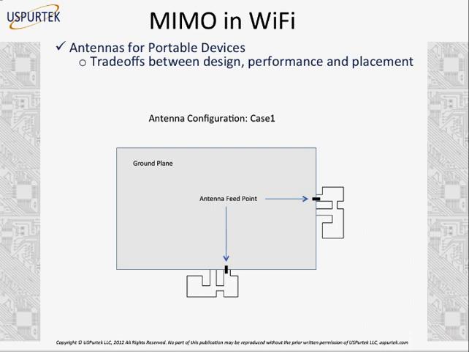So this picture shows a case 1 scenario where diversity is achieved by placing a second radiating element along the length of the ground plane. You see the two elements, one is placed here on the side and one is placed here.